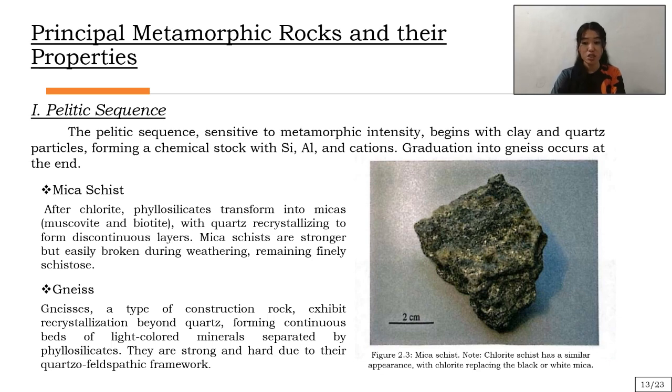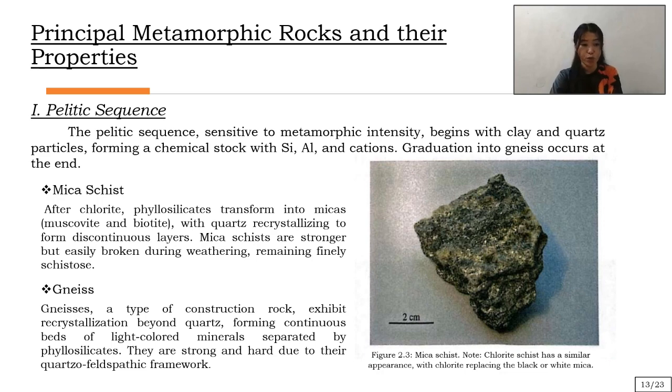The last one in the pelitic sequence is the gneiss. Gneisses, a type of construction rock, exhibit recrystallization beyond quartz, forming continuous beds of light-colored minerals separated by phyllosilicates. They are strong and hard due to their quartzo-feldspathic framework. During the gneiss stage, the rock undergoes significant recrystallization involving quartz and feldspar. This results in a rock with continuous light-colored mineral beds separated by layers of phyllosilicate. Despite being foliated, gneisses are strong and hard, making them suitable for construction when found in massive formations.